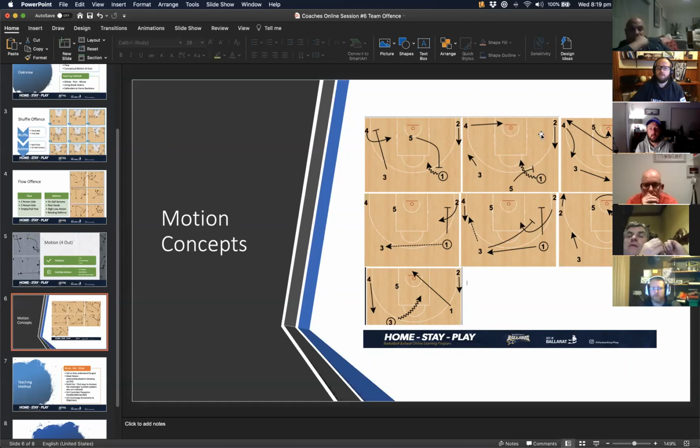It's using those different things, sorry about my dog, it's using those different things that they know as concepts to string them together in a way that works basketball for them. And again, it's clunky to start with, but once they actually get the hang of it, it's a whole lot better.